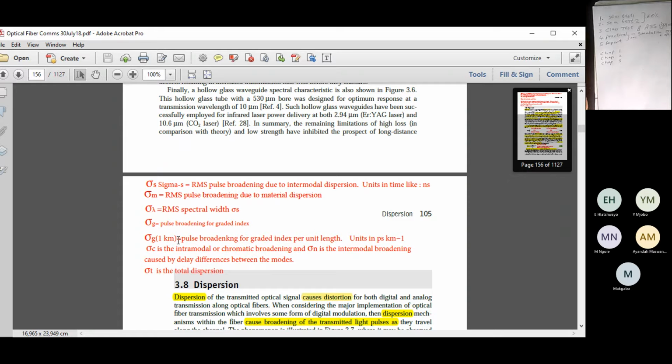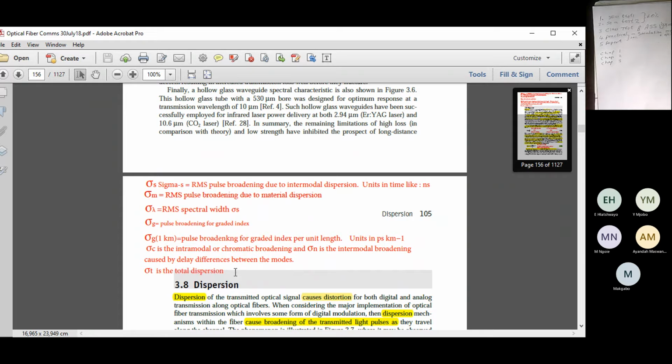So sigma G is a pulse broadening per unit length, in other words, per kilometer. You see there, pulse broadening is in picoseconds per kilometer. It's a time delay. So sigma G is like a time delay of say 5 picoseconds per kilometer. Sigma C is chromatic broadening. The C stands for chromatic. And sigma N is intermodal broadening. And sigma T is the total dispersion time.